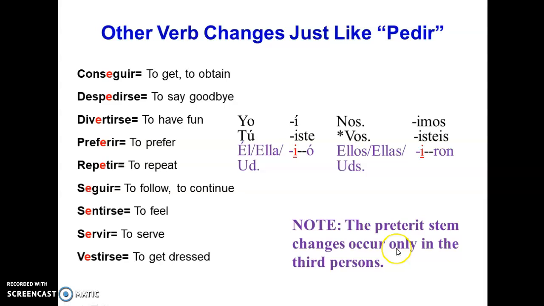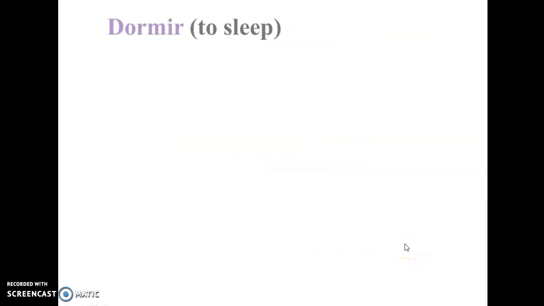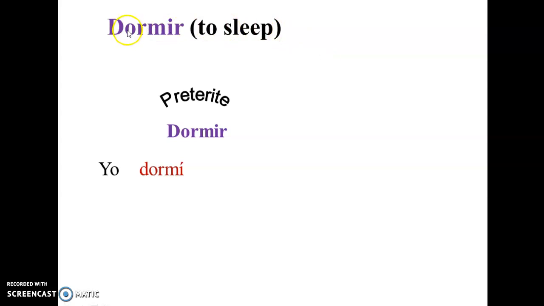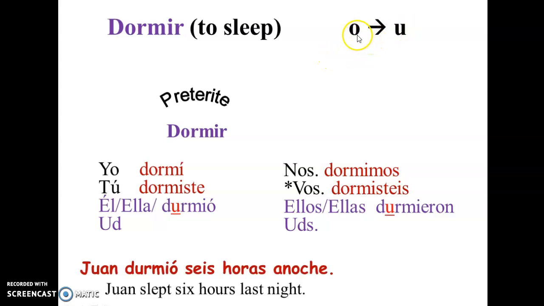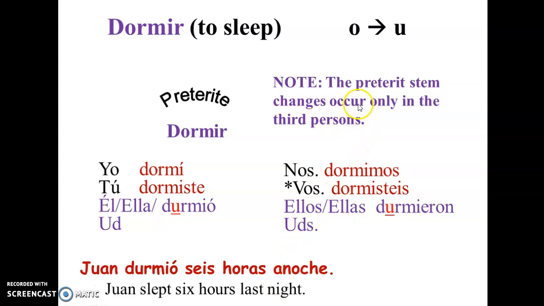The preterite stem changes only in the third person, singular and plural. Another category of these verbs is the ones that go from o to u. And again, these changes happen only in the third person. Dormir goes from o to u in the third person singular and plural. Dormí, dormiste, durmió. Dormimos, dormisteis, durmieron. Juan durmió 6 horas anoche, or Juan slept 6 hours last night. And again, like I already said, these changes occur only in the third person.